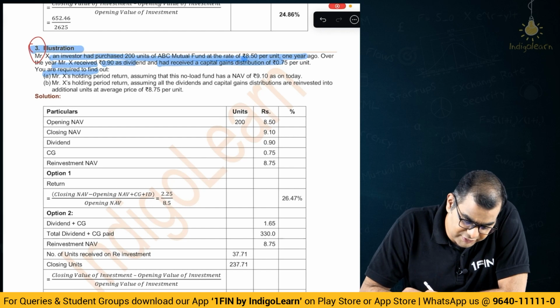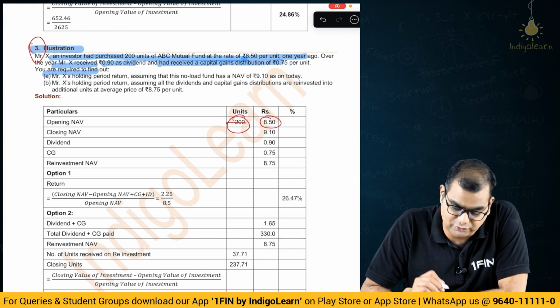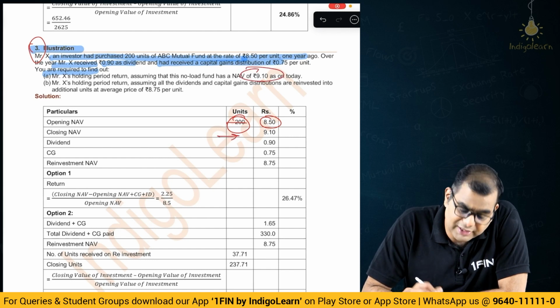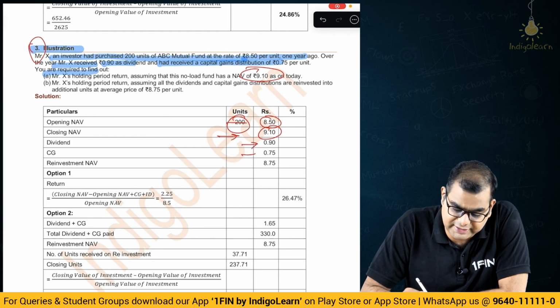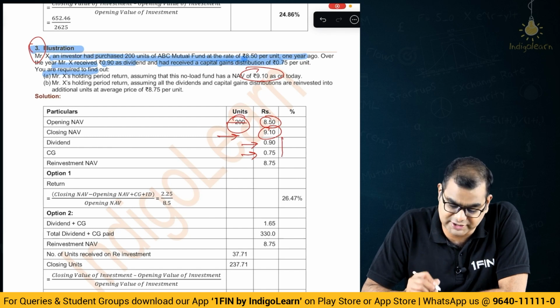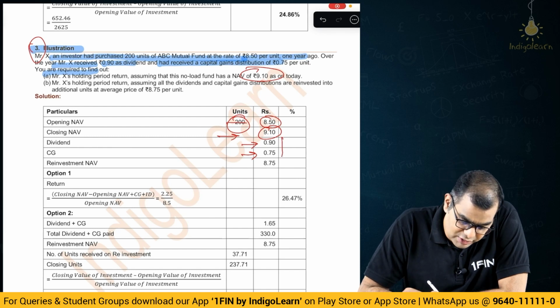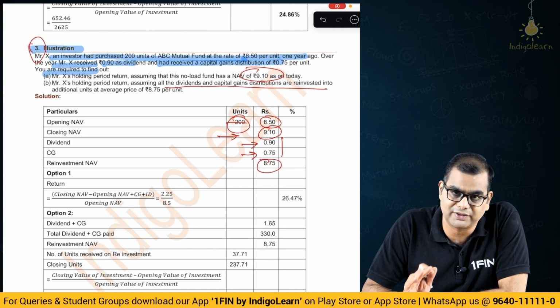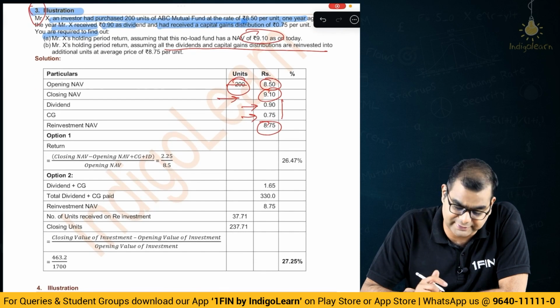So they have given that he has purchased 200 units at an NAV of 8.5. Closing NAV is also given as 9.1, so you write that 9.1. Dividend that has been paid is 0.9 and capital gain that has been paid is 0.75. So the total payment that has been made to them is 1.65. And they have said, assuming all dividends and capital gain distributions are reinvested at 8.75, so reinvestment NAV is 8.75. So you have first listed out all the per unit items.